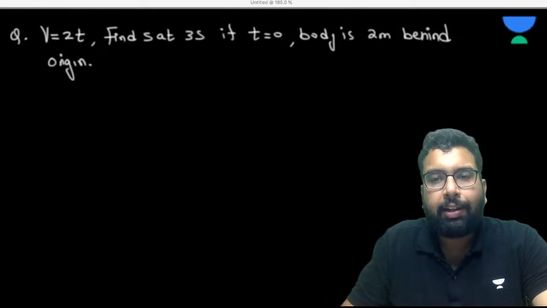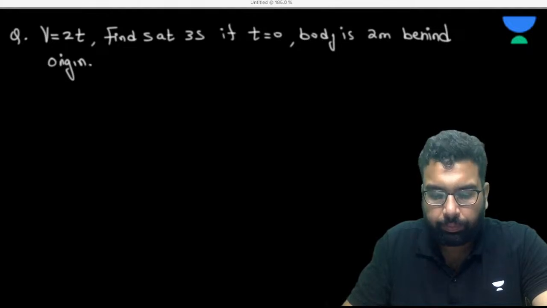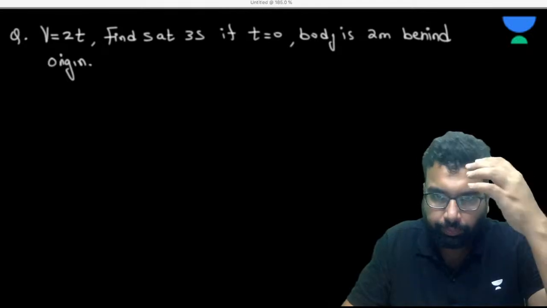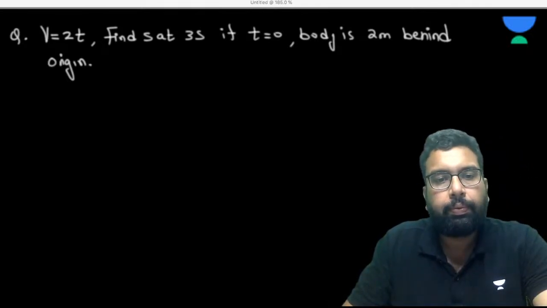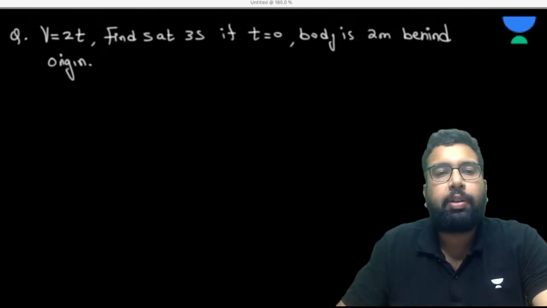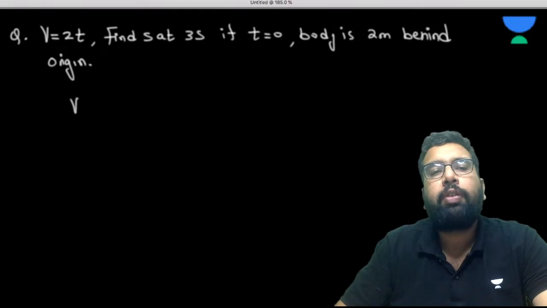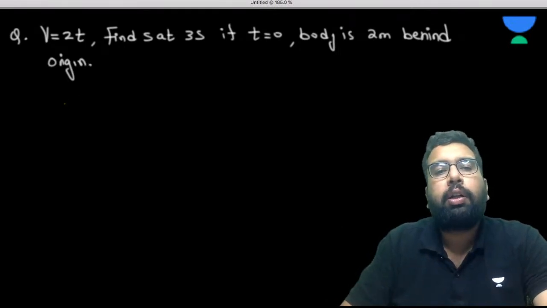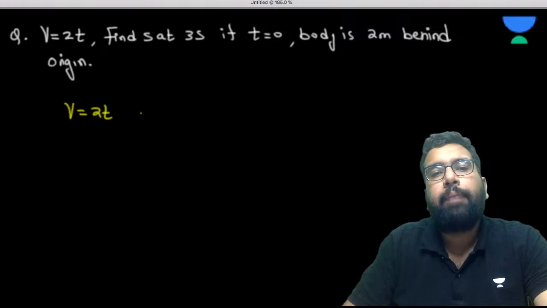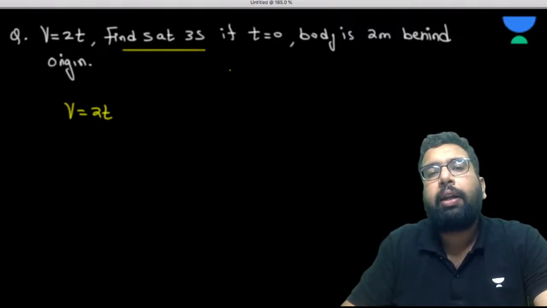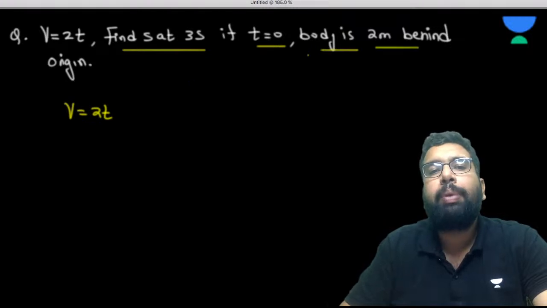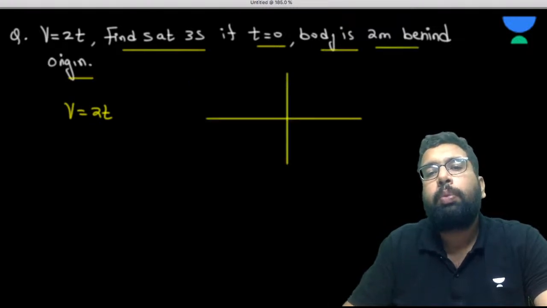So the live students can tell me how to solve this question, how to deal with it. Very simply we can do this question. We have the function of velocity here: v is equal to 2t. We need to find s at 3 seconds. If t is equal to 0, the body is 2 meter behind the origin. So what is the position of this body?